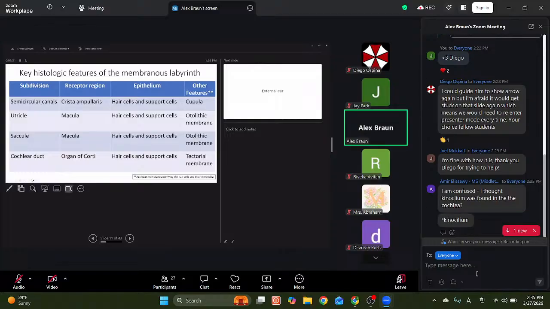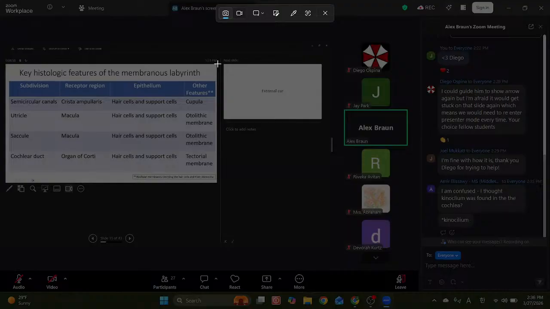Okay, this is just a summation of that here. You see here some key histologic features of the membranous labyrinth, which we already talked about, so I won't say much more about it. It just summarizes it. Let me just state this again, because I think it can be confusing. Semicircular canals contain crista ampullaris, and the acellular membrane sitting on top of the crista ampullaris is the cupola.